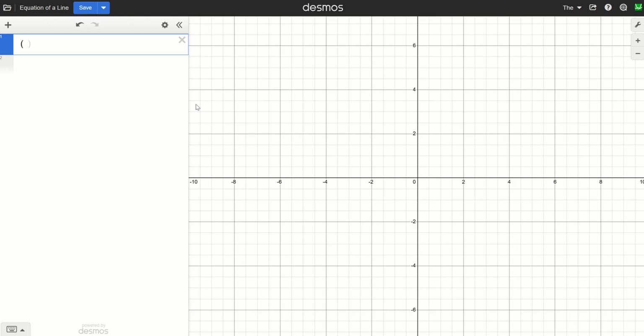So we're going to start by entering -4, 5. And you can see the point pops up on the graph. There it is. And we know the slope is 3/2.